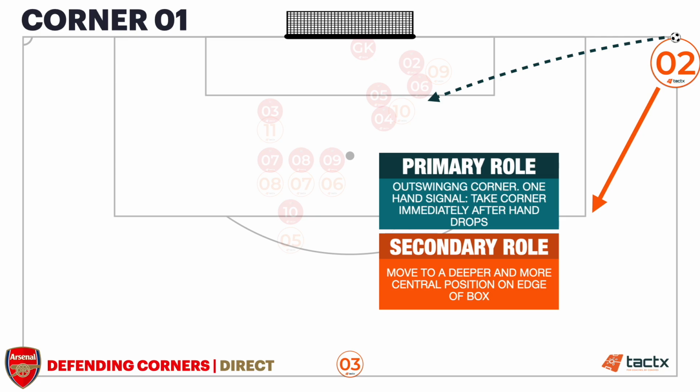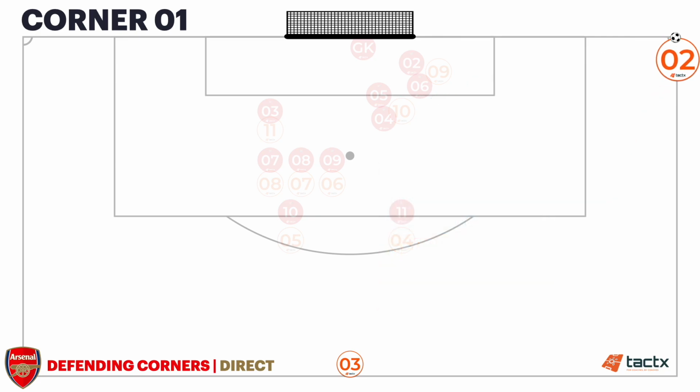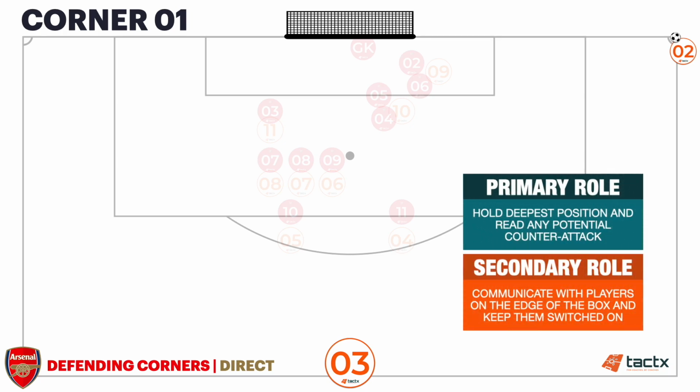The hand signal is really important and is going to trigger several movements from the players in the box. The deepest defender is there to read any potential counter-attacks, and they're going to communicate with the players on the edge of the box to keep them switched on.